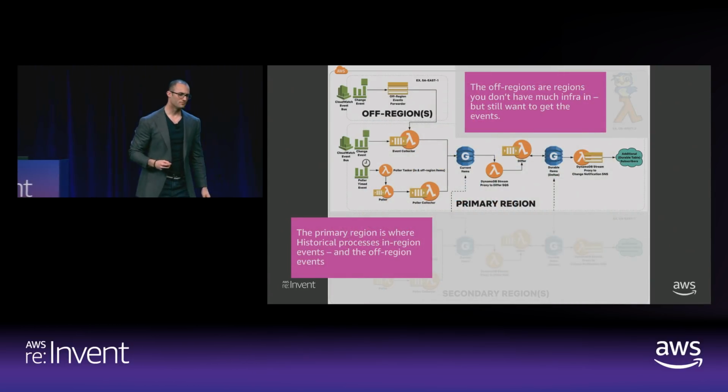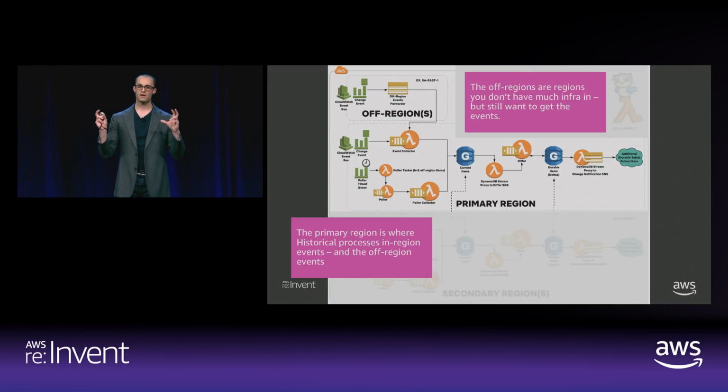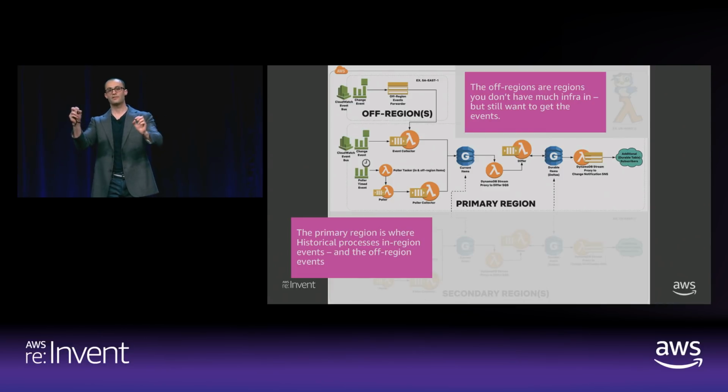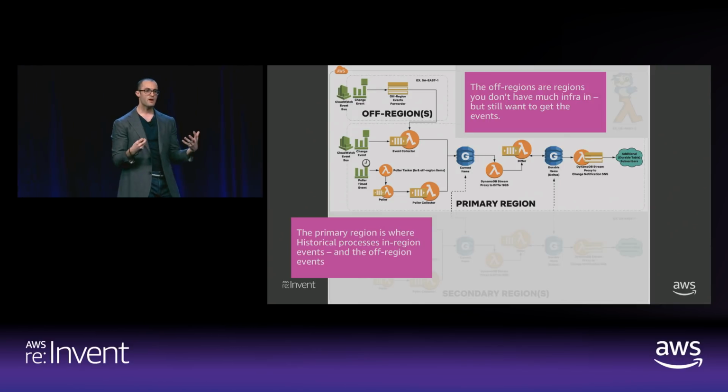So let's disambiguate this. We have a primary region. And the purpose of the primary region is to process all of the in-region events that occur. It serves another purpose. We want a full global view of our infrastructure, but we don't want to deploy an entire stack of Historical there. So what we do is we put very minimal pieces of infrastructure in the regions that we don't have a lot of infrastructure in, but still care about. So for those regions, we have a CloudWatch change event pointing to an SNS topic that routes all of those messages and events to the primary region for processing. So the primary region processes all the in-region events and all the off-region events.